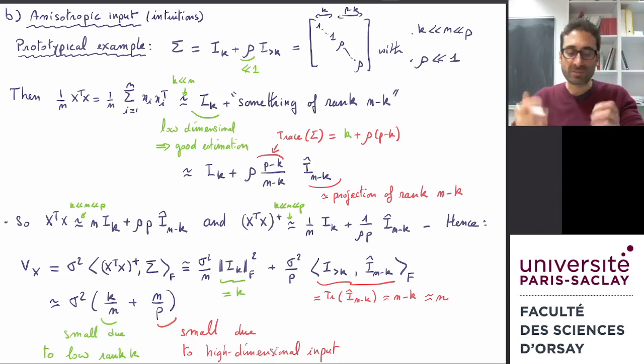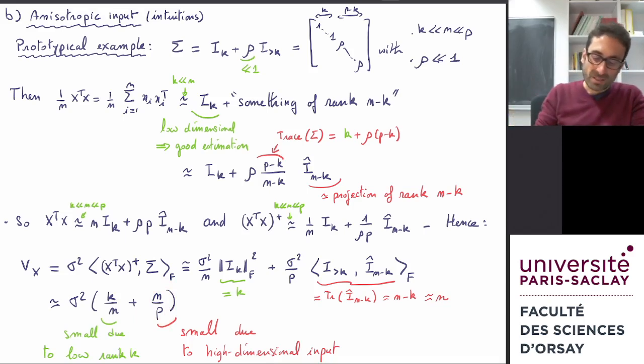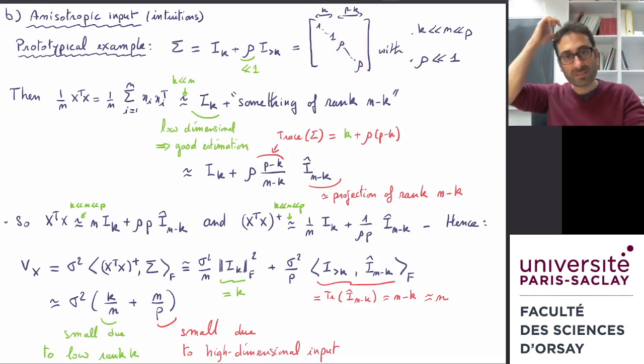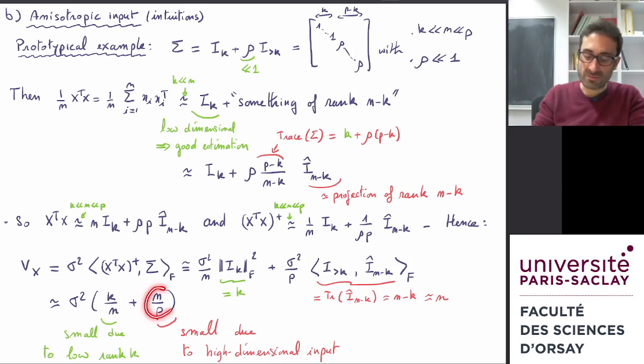And again, this will be the same. If you take the input in this space, it will be almost not correlated. The new input will be almost not correlated with the learning input. So this is why you have a variance which is very small.